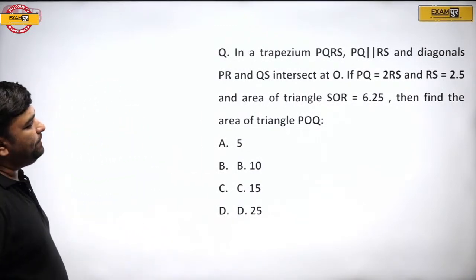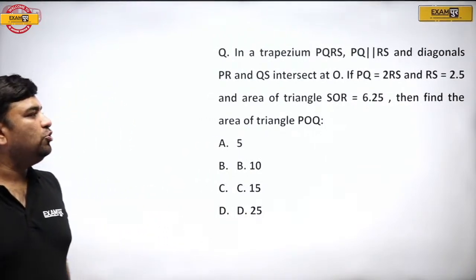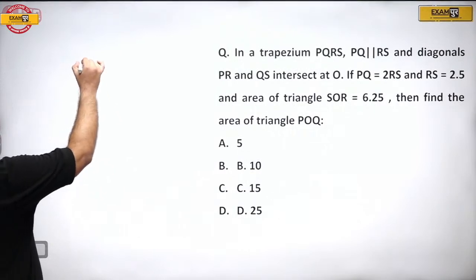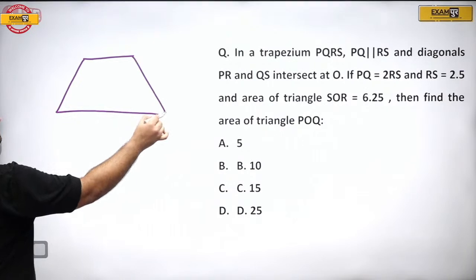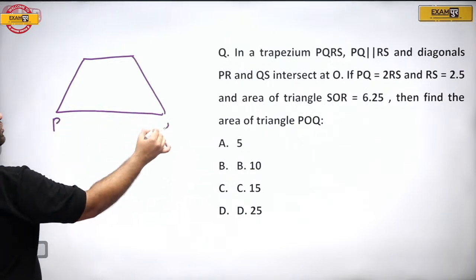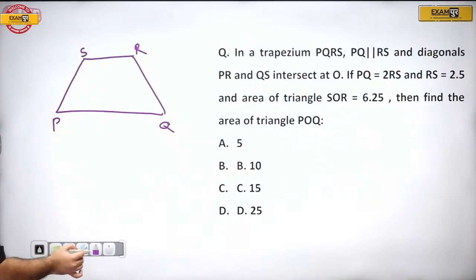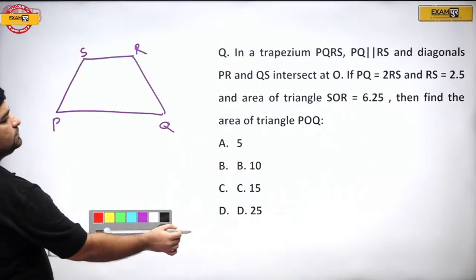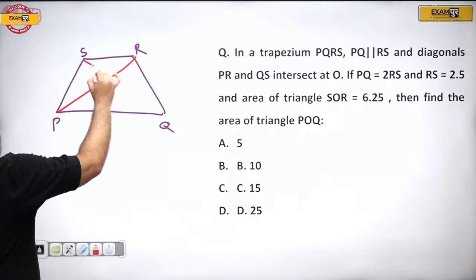In a trapezium PQRS, PQ is parallel to RS, and diagonals intersect at O. PQ is double of RS. Diagonals PR and QS intersect at O.